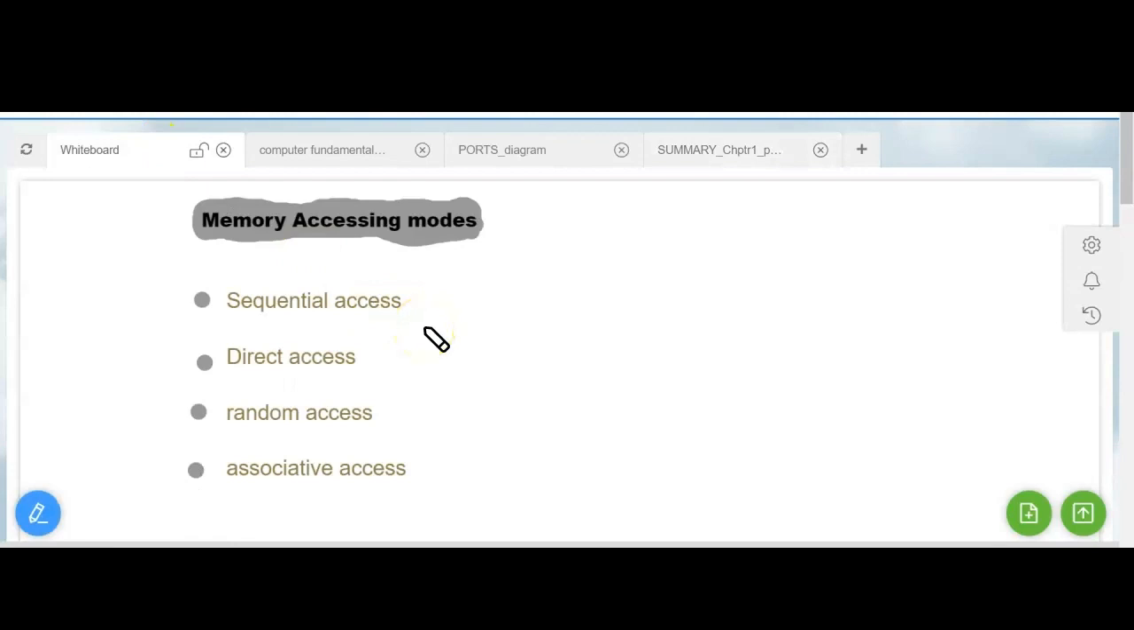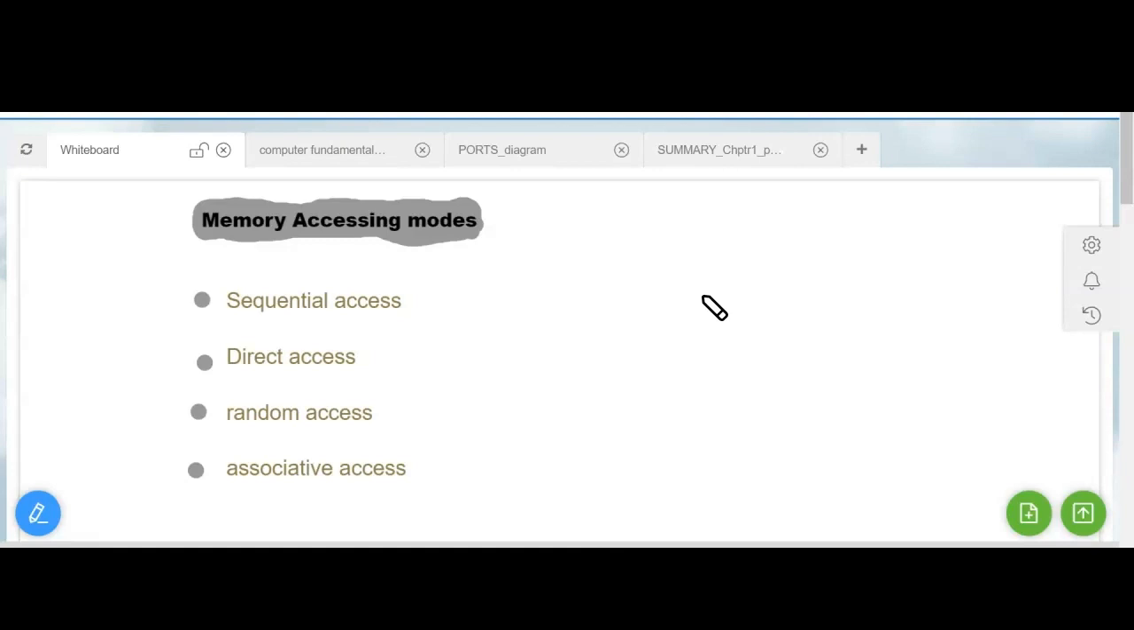What is memory accessing mode? It is the way in which a given memory location is accessed. What is a memory location? A memory location contains some data, and using its address, the method which you follow is known as memory accessing mode. So we have got different methods of memory accessing. We have sequential access, direct access, random access, associative access. These are the basic classifications of different methods of memory accessing.